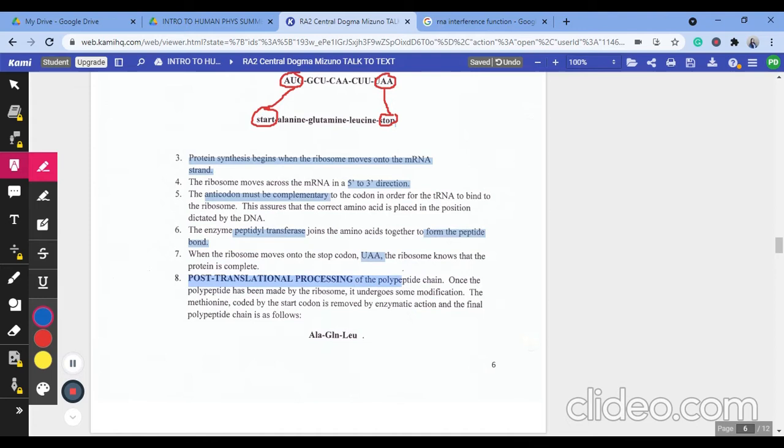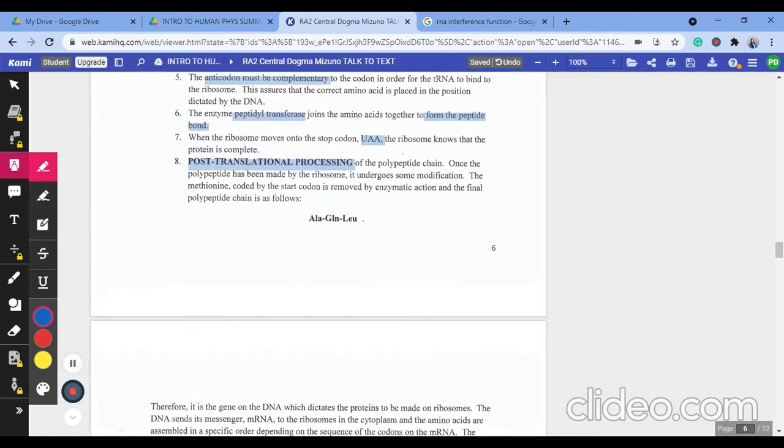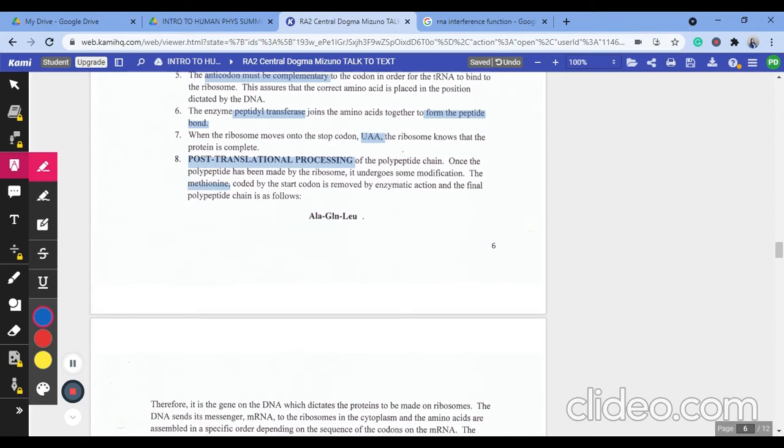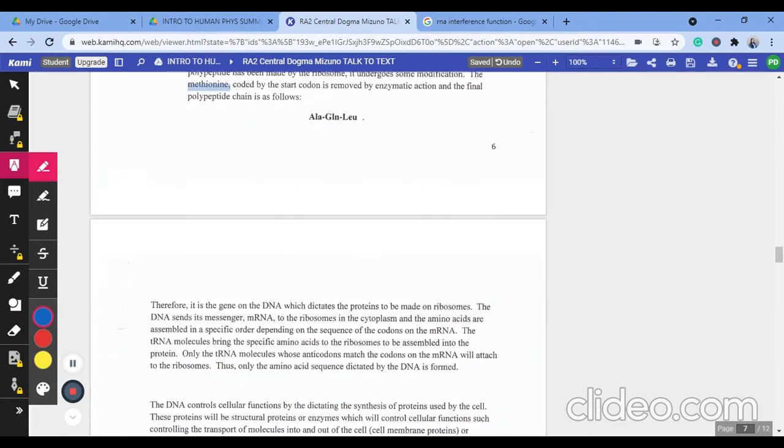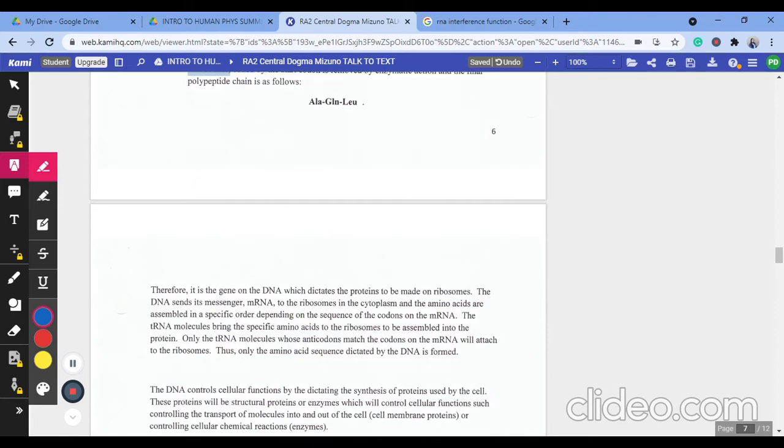Post-translational processing is the process of modifying the polypeptide chain. Once the polypeptide has been made by the ribosome, it undergoes a modification. The methionine coded by the start codon is removed by enzymatic action, and the final polypeptide chain is as follows: ALA, GLN, and LEU. Therefore, it is the gene on the DNA which dictates the proteins to be made on the ribosomes.